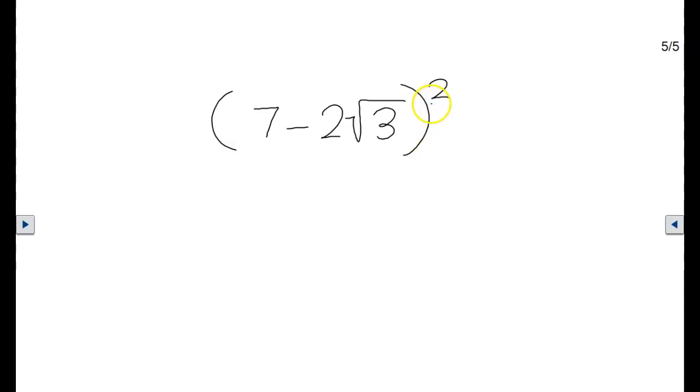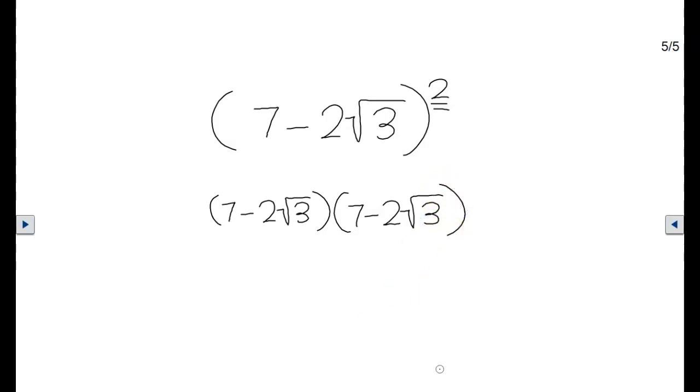But what I want you to remember here is that when you square something, that means that you are going to multiply it times itself. An exponent is a repeated multiplication. So on this problem, the first thing you need to do is rewrite it as 7 minus 2 square roots of 3 times itself. Because that's what squaring means, is to take that something and multiply times itself. So this is how we would want to write that problem before we actually attempt to work it.